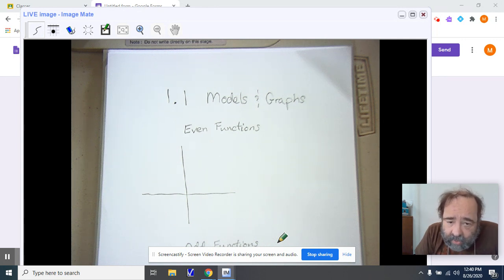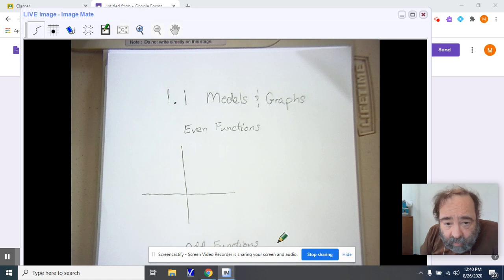Today we are going to begin by going over the first section in our textbook. This is working with models and graphs and represents a basic review of Algebra 1 and Algebra 2. Therefore, in this section, we're going to be discussing even functions and odd functions. We'll be discussing symmetries, multi-roots, x-intercepts, y-intercepts, domain, and range. So let's go ahead and begin.